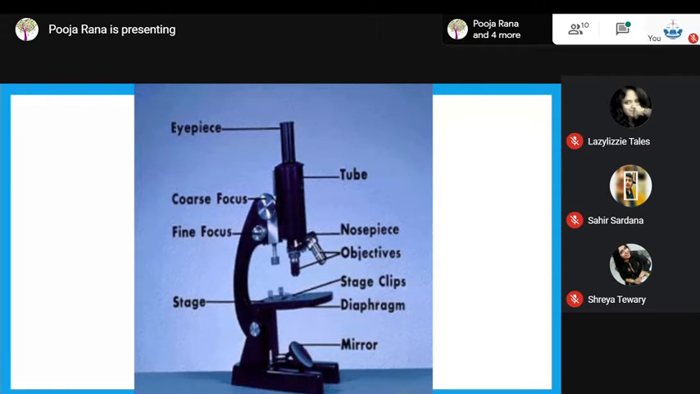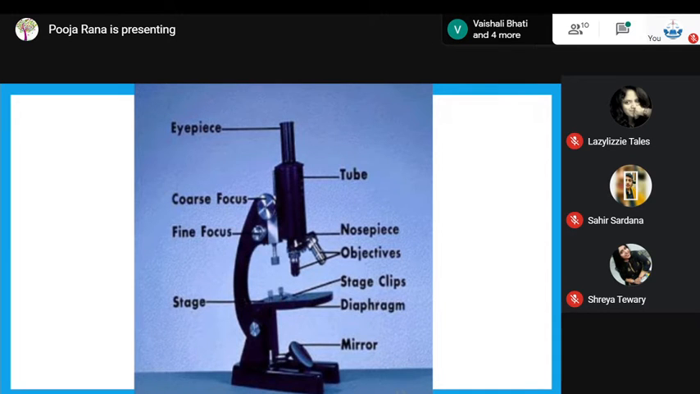And from the objectives, there is this fine focus and coarse focus. So fine focus is there for getting the clearer picture. Whereas the coarse focus, the focal length is adjusted by the coarse focus, whereas fine focus clears the blurred picture, it sharpens the picture.